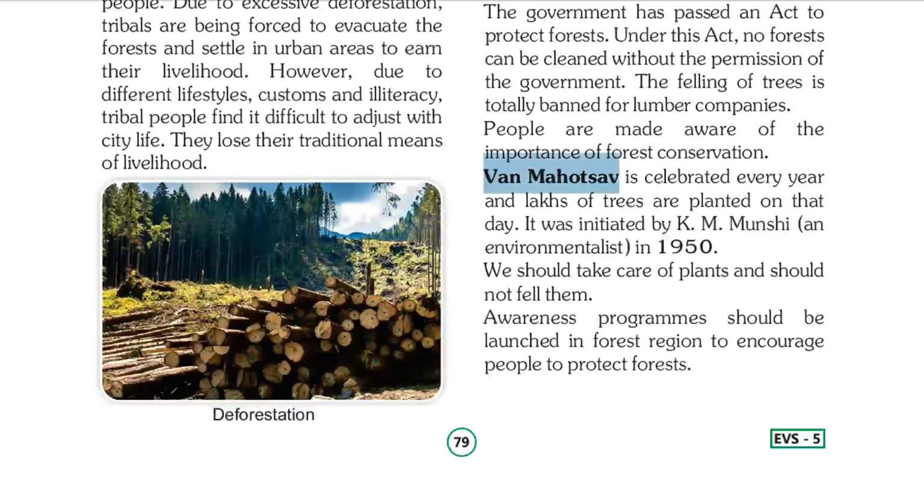Van Mahotsav is celebrated every year and lakhs of trees are planted on that day. It was initiated by K.M. Munshi, an environmentalist, in 1950. We should take care of plants and should not fell them. Awareness programs should be launched in forest region to encourage people to protect forest.